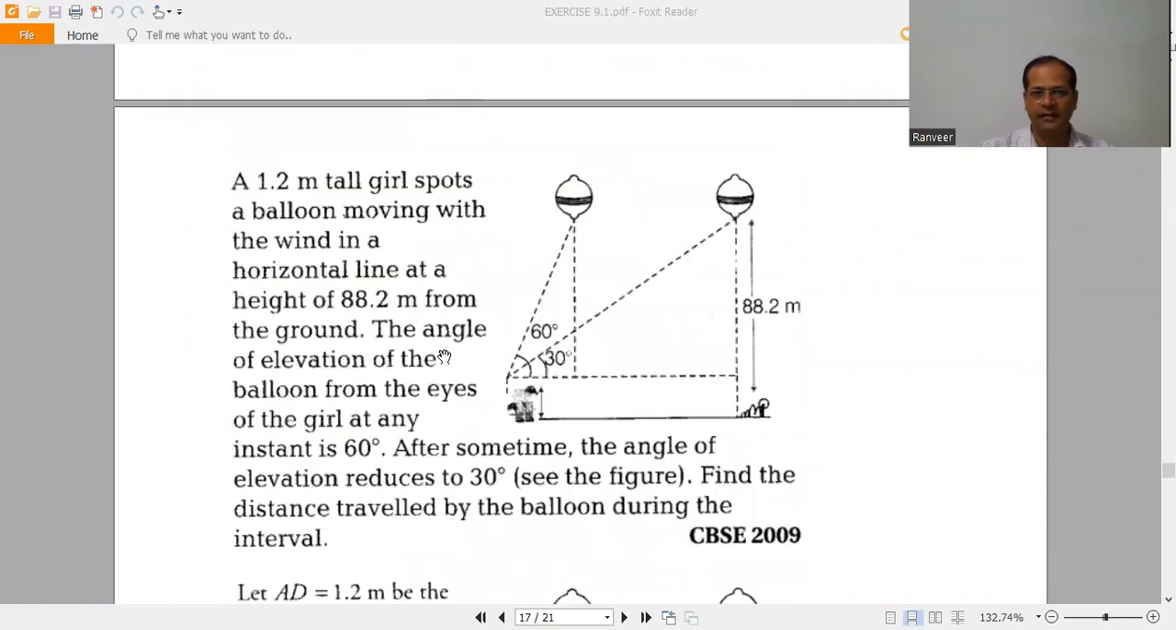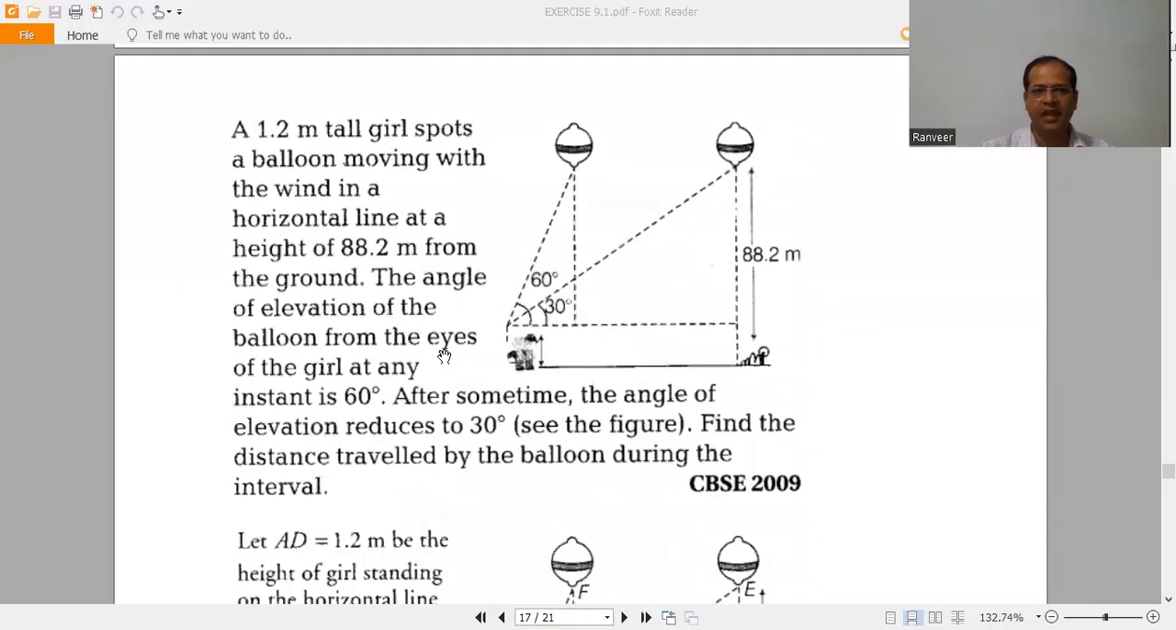Question number 14. A 1.2 meter tall girl spots a balloon moving with the wind in a horizontal line at a height of 88.2 meter from the ground. So this is the length of the girl, the height of the girl. This is the height of the girl from the ground. So this is the height. The angle of elevation of the balloon from the eye of the girl at any instant is 60 degree.